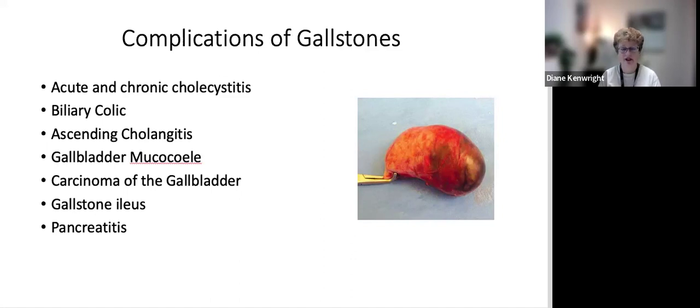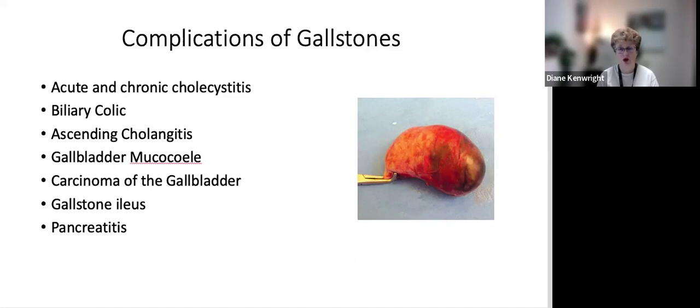If there is infection in this static stone-filled gallbladder, then it can become acute cholecystitis. It can also happen if there is a stone impacted in the neck of the gallbladder. Similar to the appendix, the gallbladder swells and causes ischemia and acute cholecystitis.